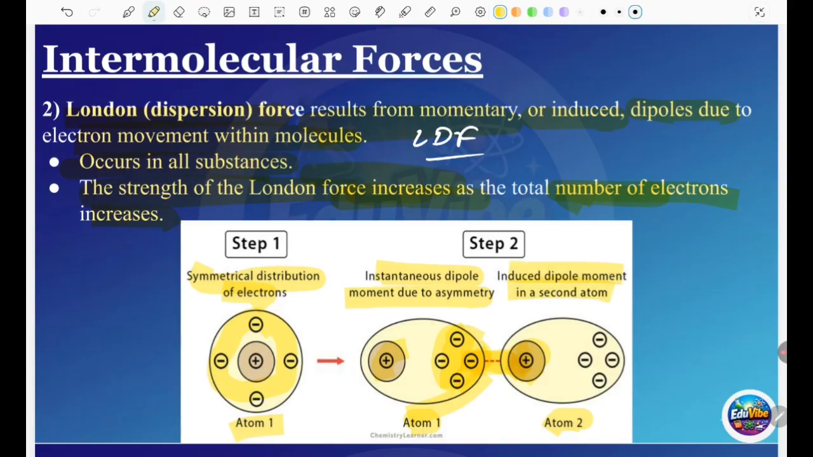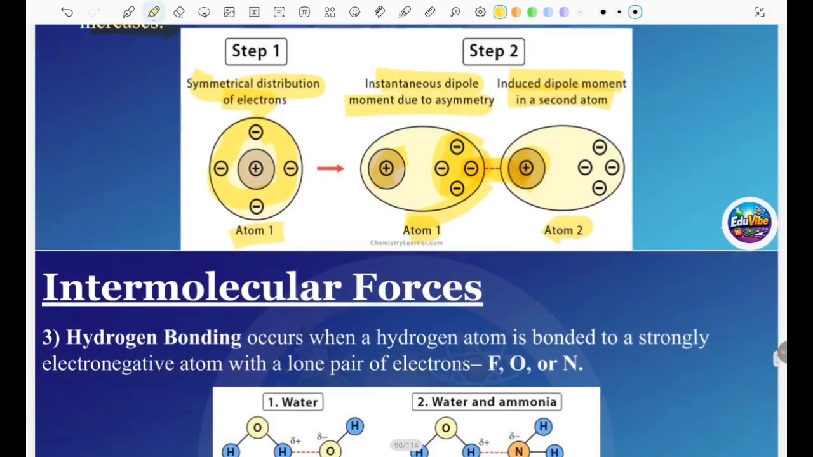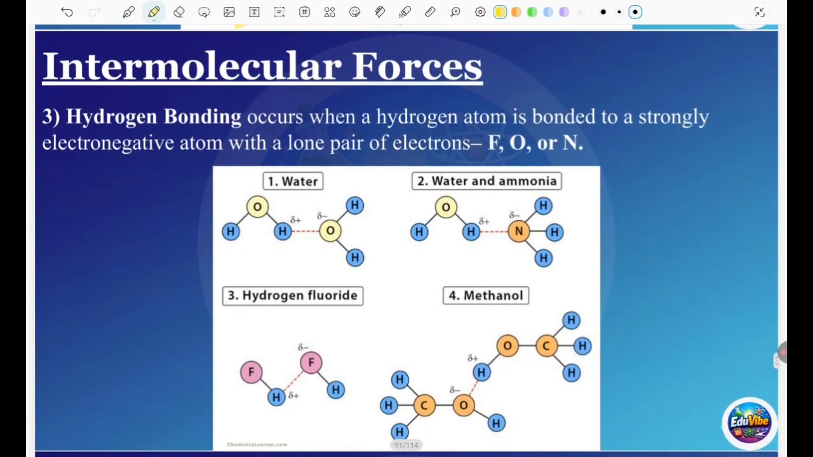So this means they have the induced dipole movement. The word induced means that something happens in a positive or negative manner. The last force is hydrogen bonding. Hydrogen bonding is very easy to spot, whether they have it or not. It occurs when a hydrogen atom is bound to a strongly electronegative atom with a lone pair of electrons.